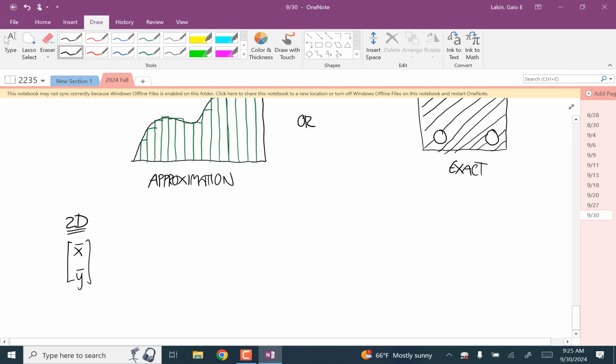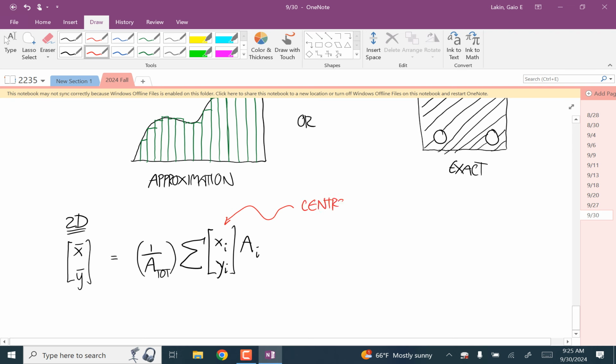The centroid of the complicated shape is 1 over the total area of the shape times the sum of the centroid of the ith simple shape times the area of the ith shape. So this vector is the centroid of the ith shape.